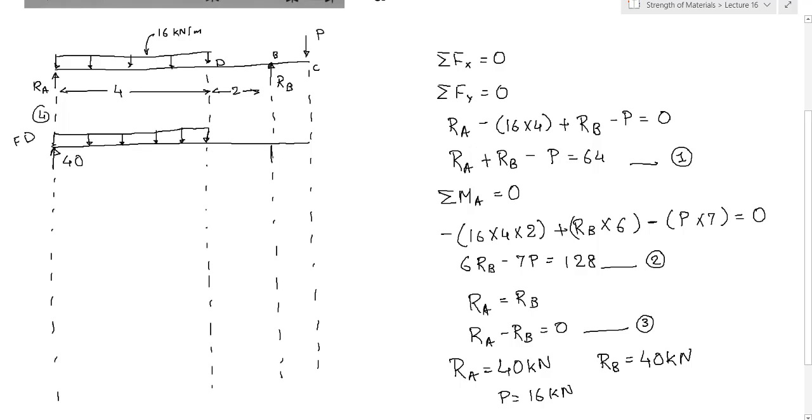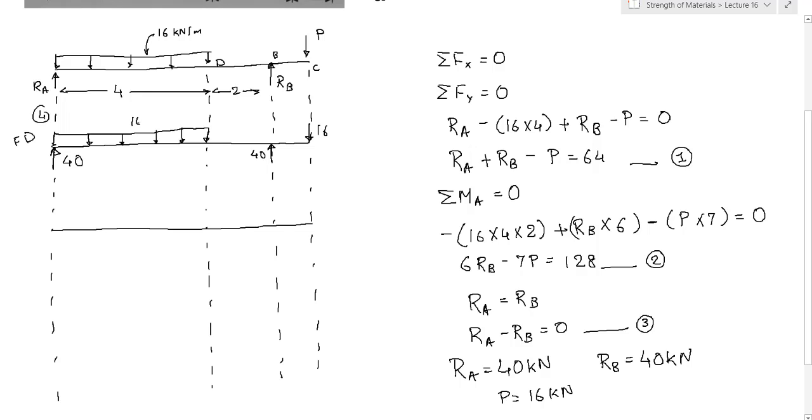Here again RB will be what? RB will be 40, and here it will be 60, right? This part is done. Force diagram is done. What is the next thing we have to do? Next thing we have to draw is the shear force diagram.